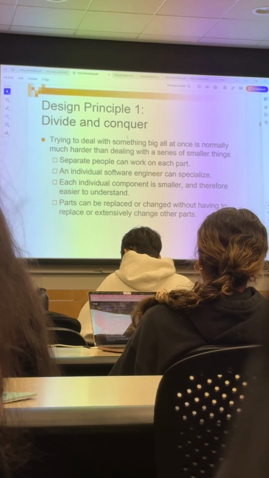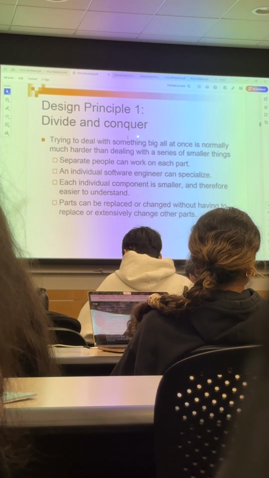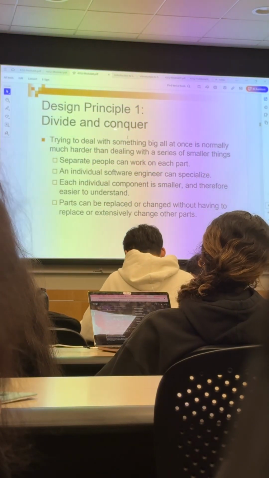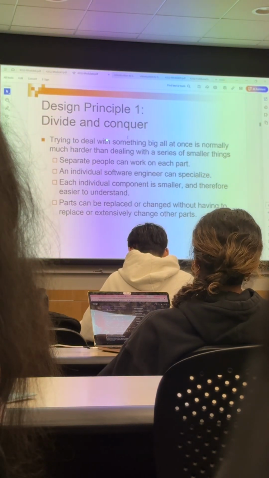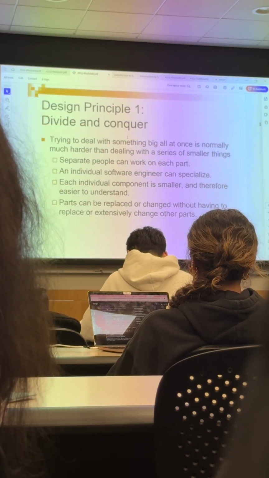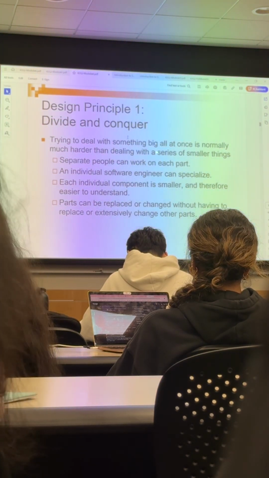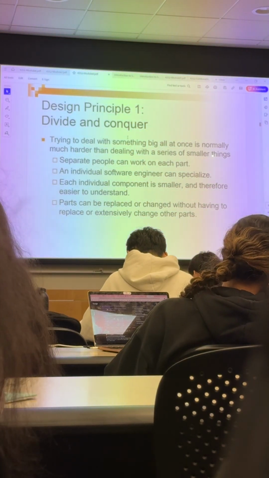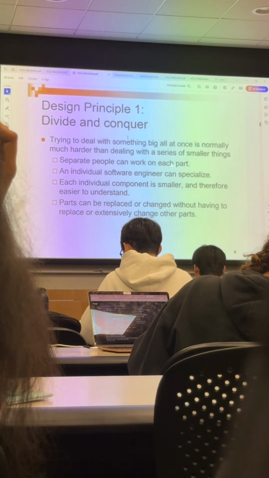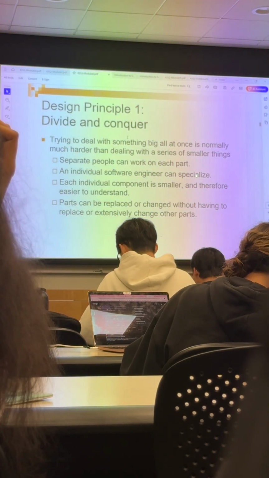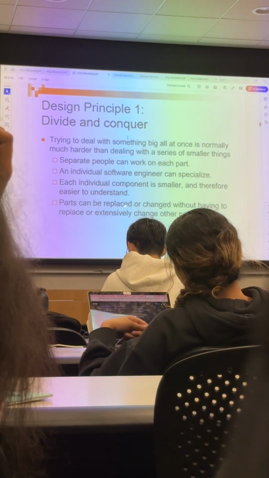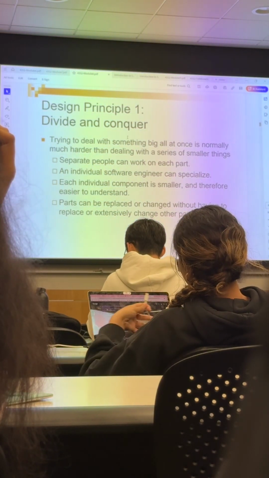Let's start with the first one. Design principle 1, divide and conquer. You have a big problem. Divide and conquer is you take that big problem and break it up into smaller sub-problems, because as you all know, a series of smaller things is easier to deal with as well as to comprehend, right? You can take smaller pieces and have separate teams of people working on them. You can have different engineers who are specialized in that area working on those pieces, and you can also reuse the parts if needed in the future.